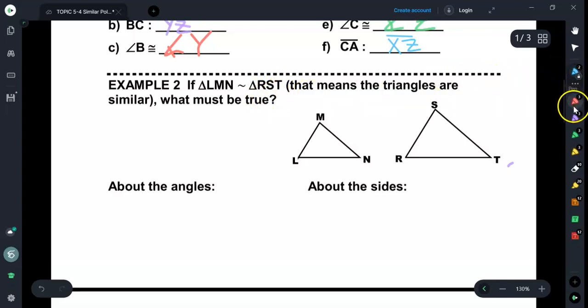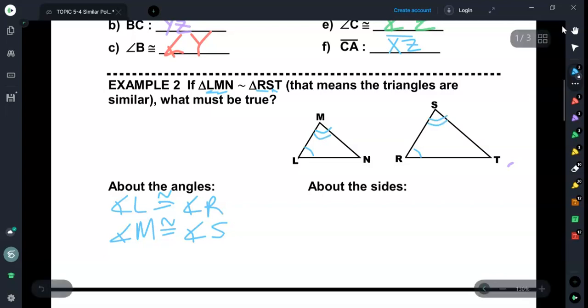So we have to match up our angles and our sides. So let's look at our angles. L has to be congruent to R. Now remember, angles are congruent. So angle L has to be congruent to angle R. So I'm going to mark them as such. I also know that angle M must be congruent to angle S. So M has to be congruent to S. And then, by the same token, angle N must be congruent to angle T.